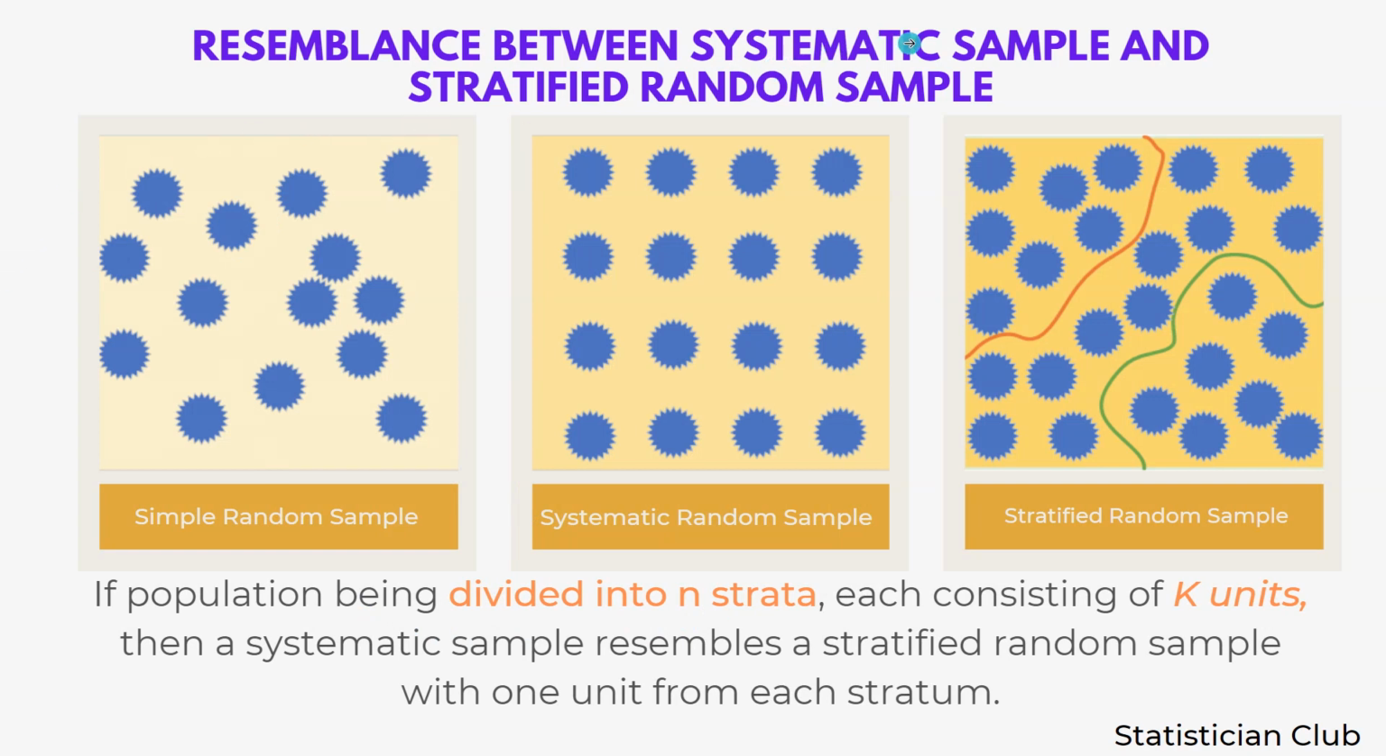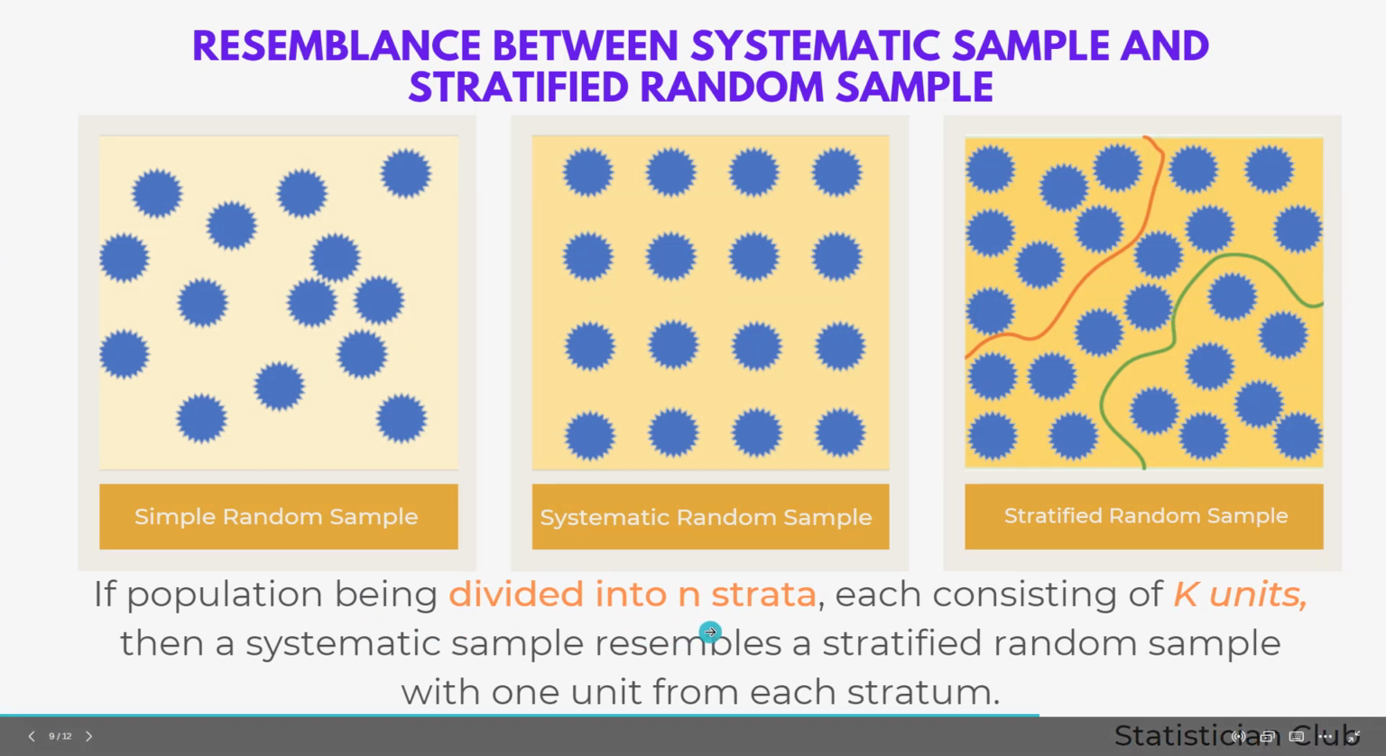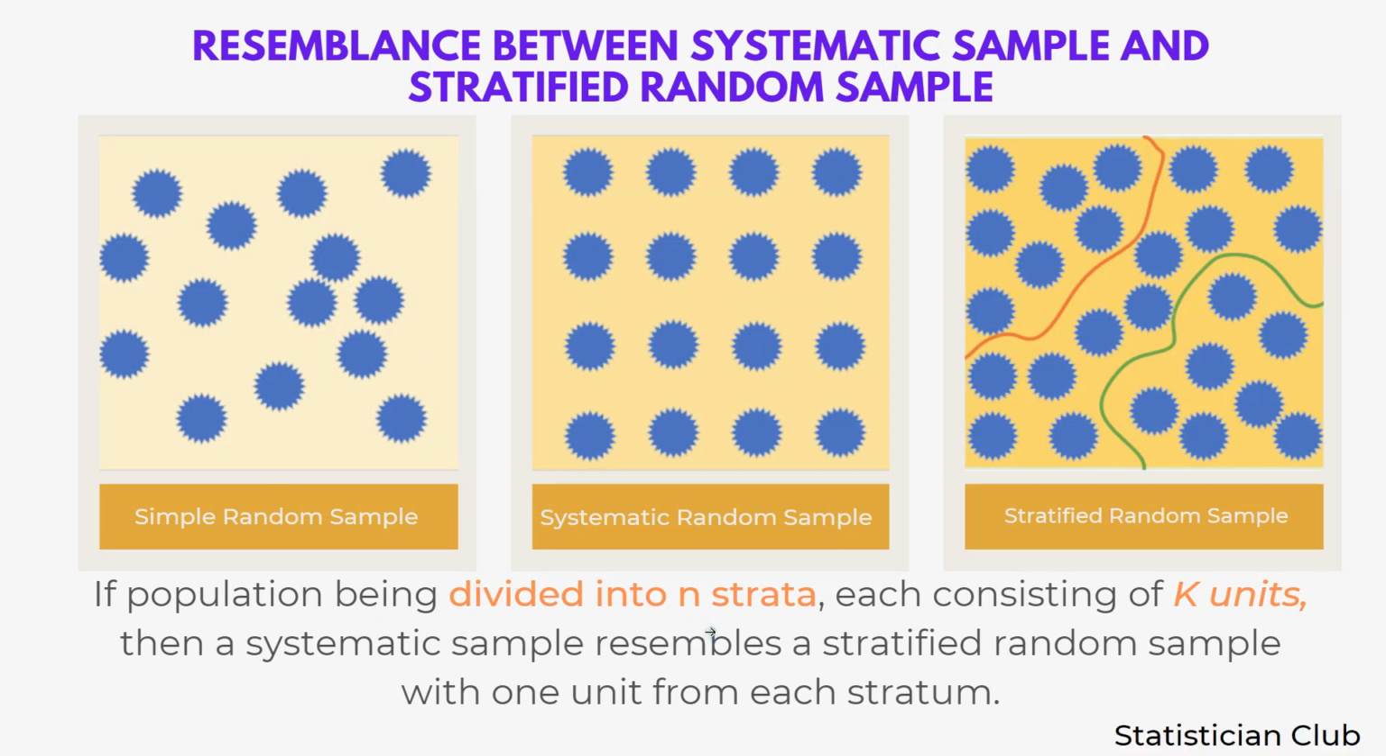Resemblance between systematic sampling and stratified random sample. If the population is divided into n strata, each consisting of k units, then a systematic sample resembles a stratified random sample with one unit from each stratum. As you know, in stratified random sampling we divide the population into homogeneous groups or strata, and from these strata we select units. So we select units with k sampling interval, one unit from each stratum. Then systematic sampling coincides with stratified random sampling.